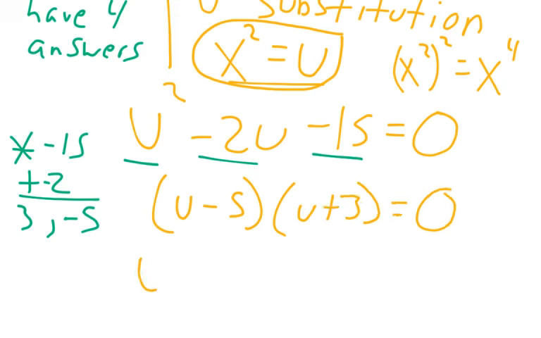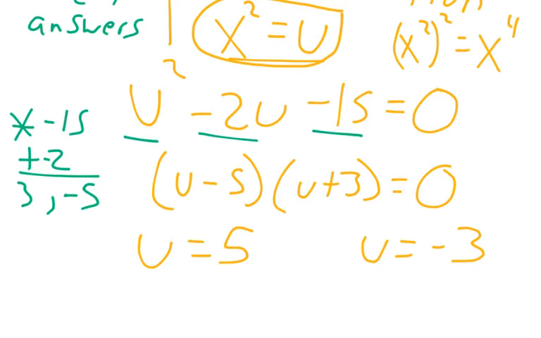So I have 2 answers: u equals 5 and u equals negative 3. Because again, that's your factor, u minus 5, so plus 5 is your answer, your 0, your root, if you will. U plus 3 is a factor, so u equals negative 3 is your answer, your 0, your root.